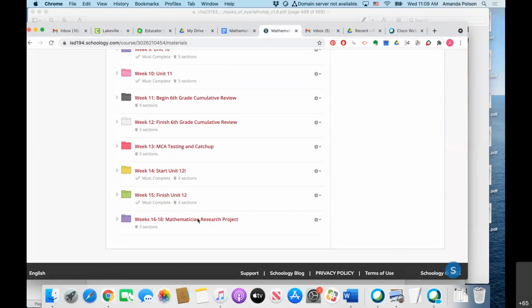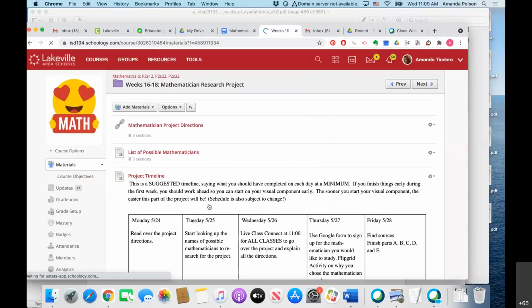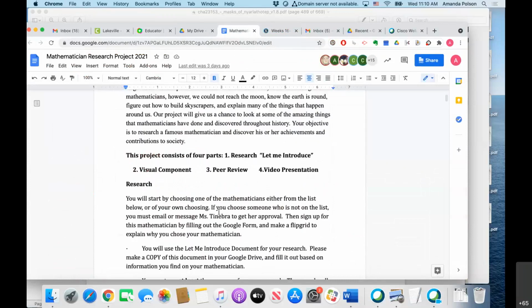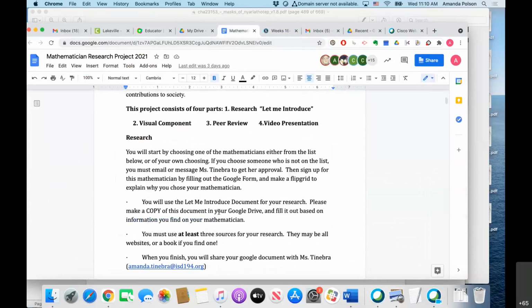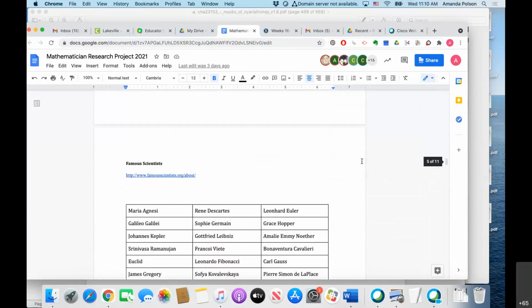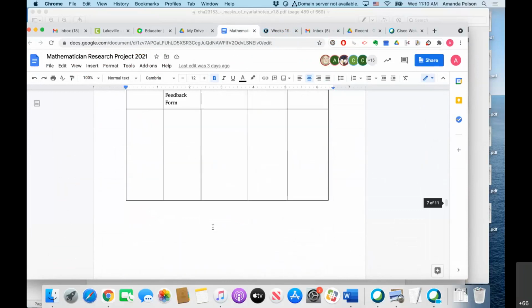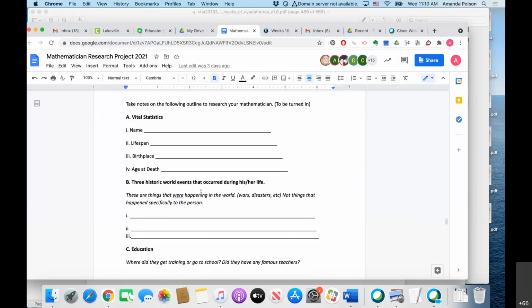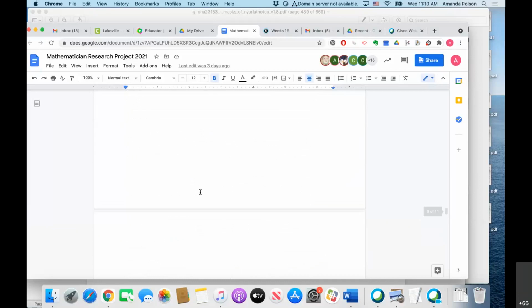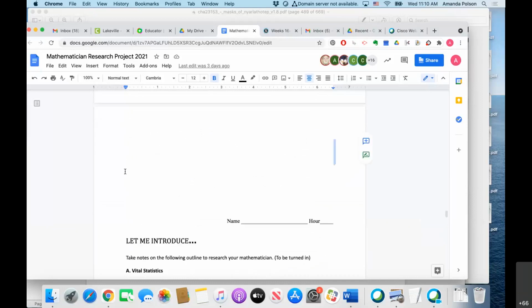If you go into here, you get everything that we're doing for the next 3 weeks. The first thing that you need to click on is the Mathematician project directions. When you click on that, it brings you over here. And the first thing you're going to need to do is a Google Doc. This is the Google Doc everybody looks at. When you scroll down, you're going to see that there's a lot of directions, and then down here, there's spots for you to type. And you're going to notice that you cannot type in them. That's because you do not have editing rights.